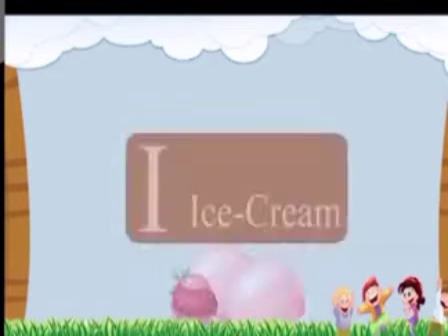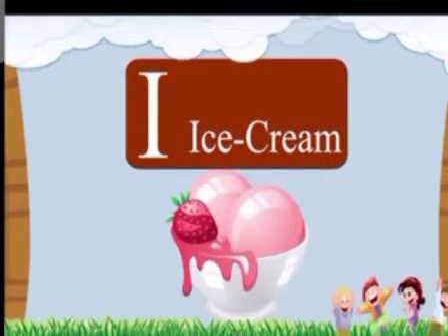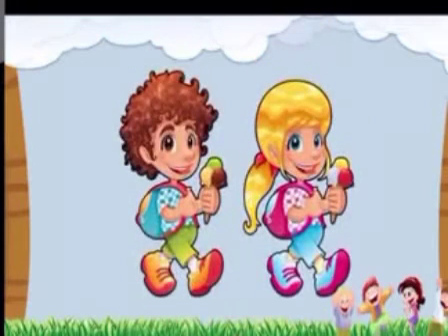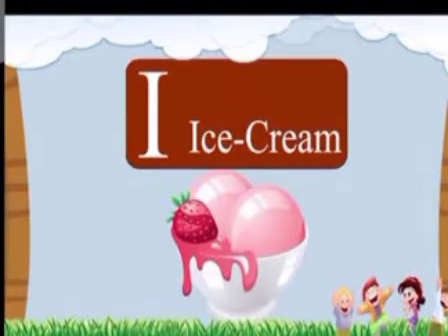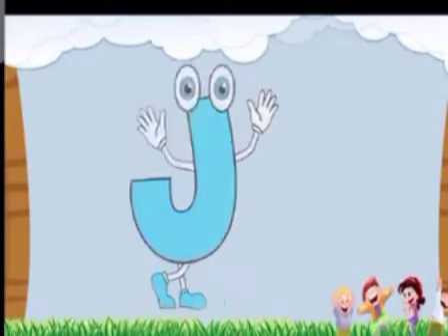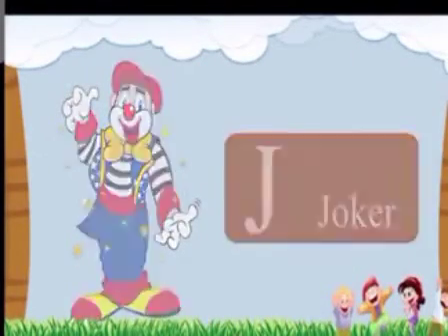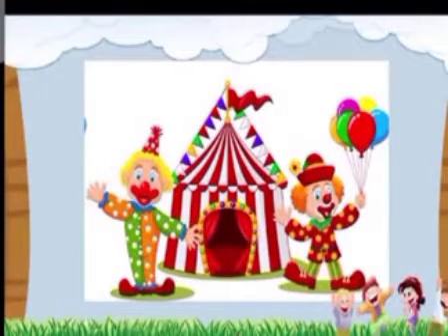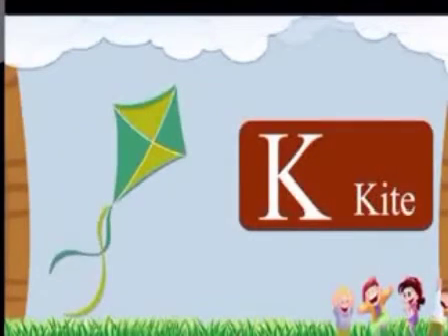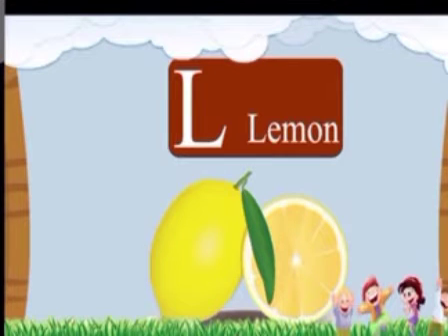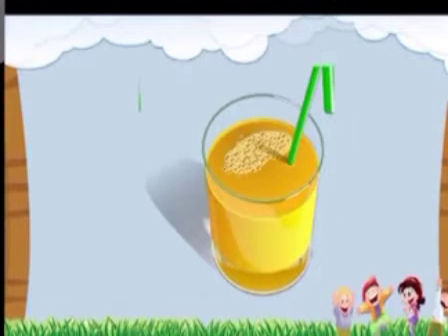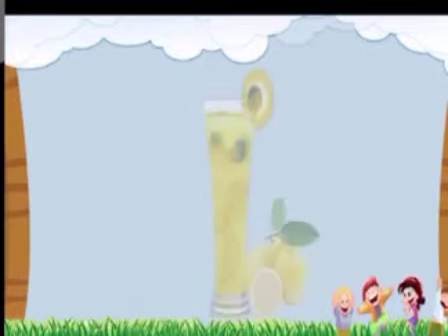I. I for ice cream. You all love ice cream? Okay, so that is the ice cream. I for ice cream. J. J for joker. Yeah, you see the joker in the circus. K. K for kite. L. L for lemon. Of which we drink juice? Lemon juice.